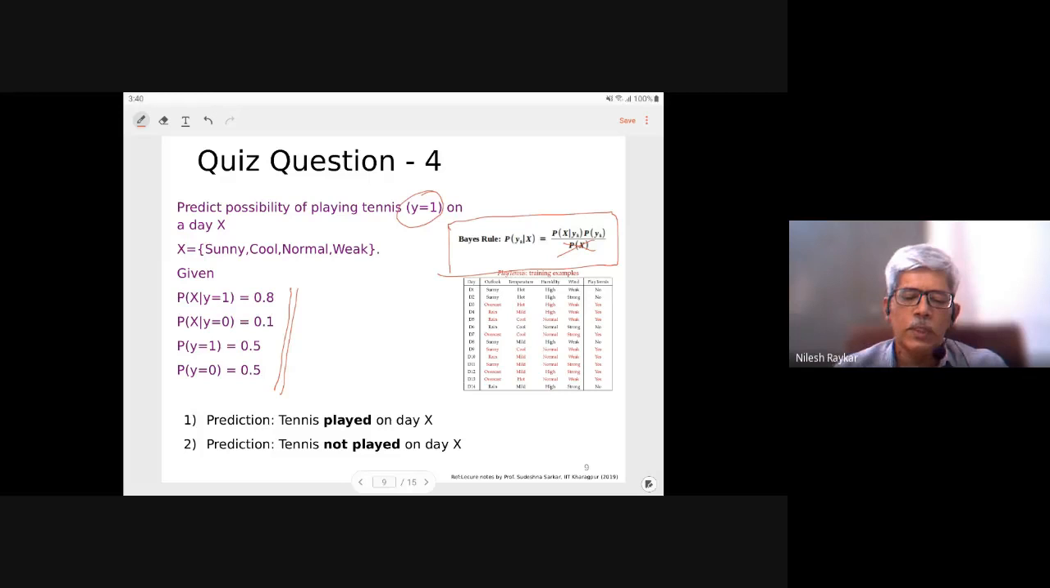So the Bayes rule is shown on the right hand side, this is the Bayes rule. And the information which you require is given here.